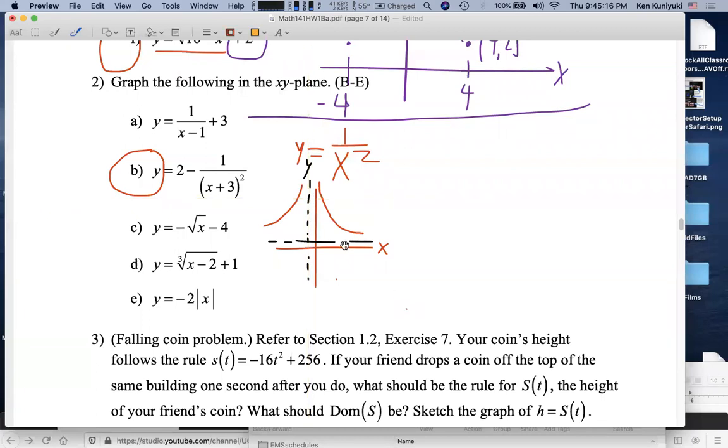Right. It will be symmetric about the y-axis. All right. And hey, folks, we're not even done yet. That's just the basic graph. How do we do this? Let's do this.